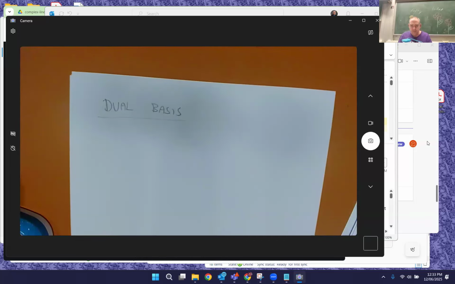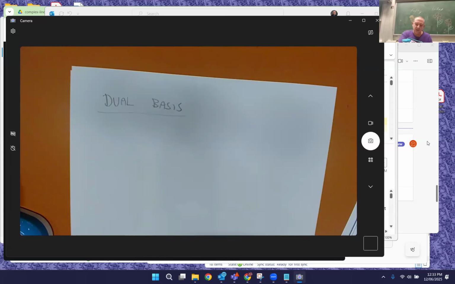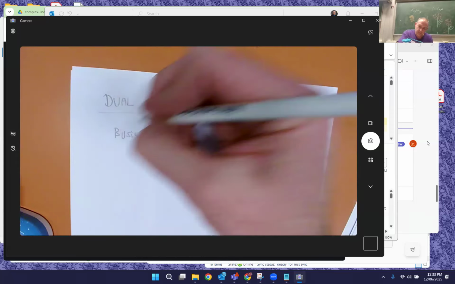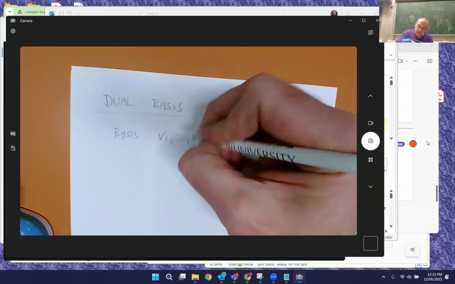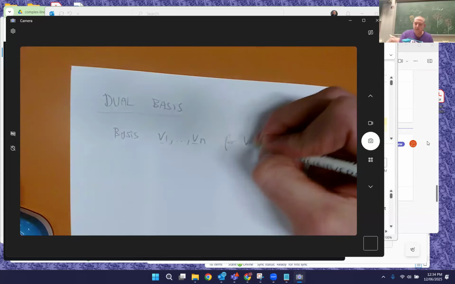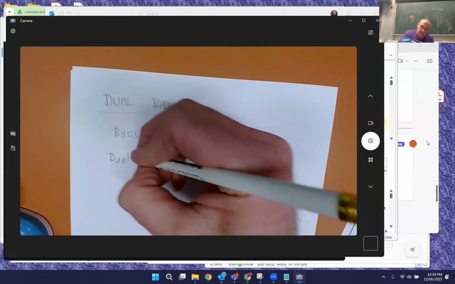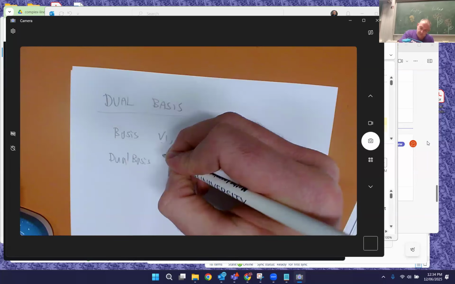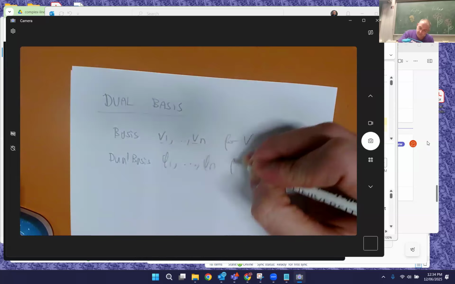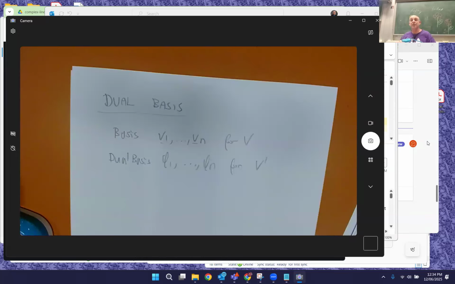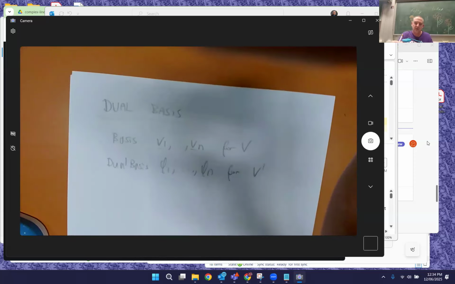So a dual basis: if you have a basis for V, then V dashed has a basis as well. Then the dual basis goes for V dashed. And these are phis, because the things in V dashed are phis. They're linear transformations.